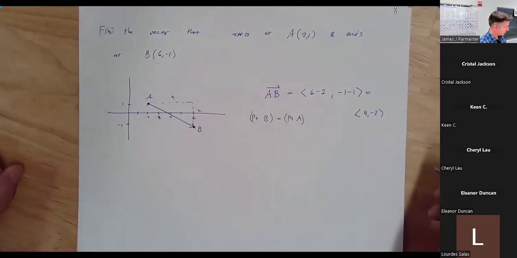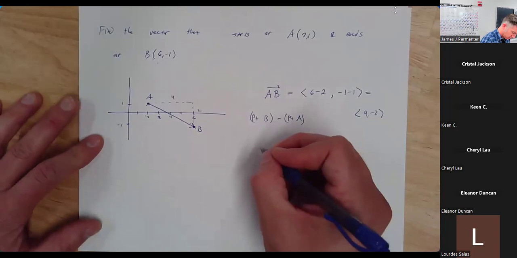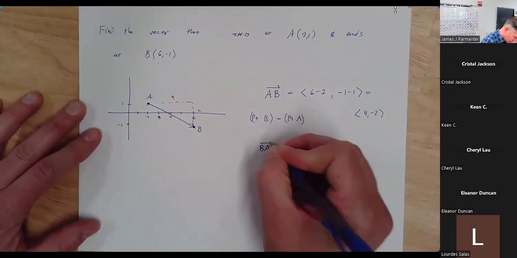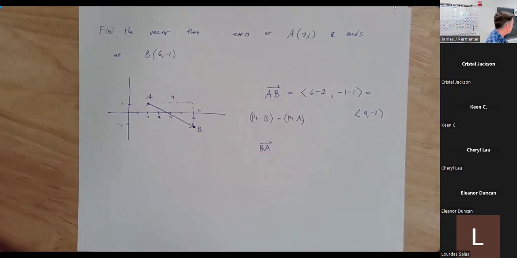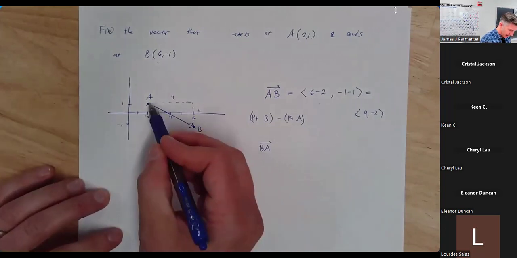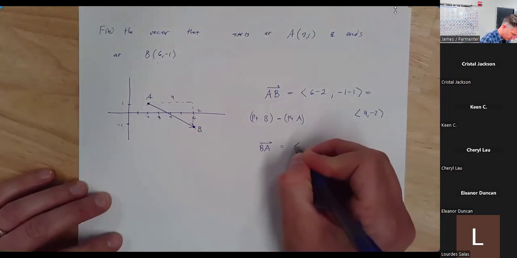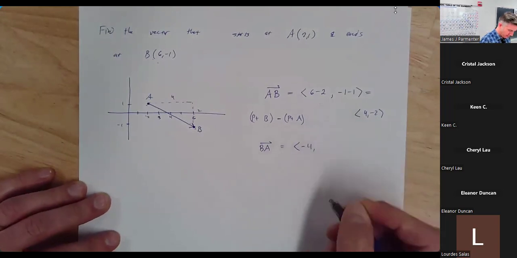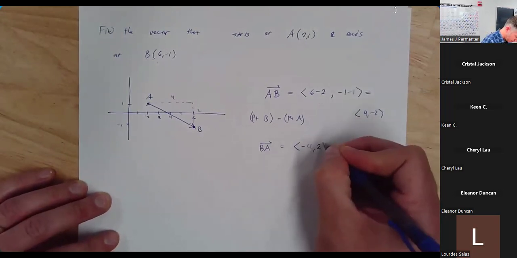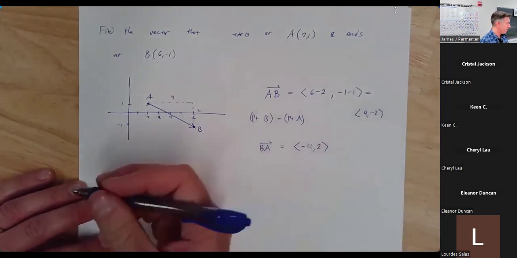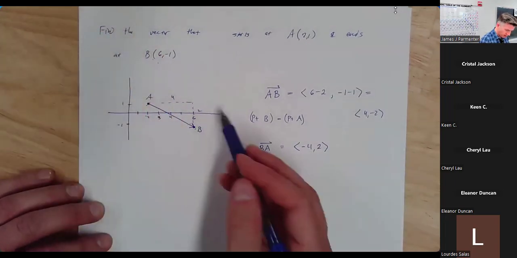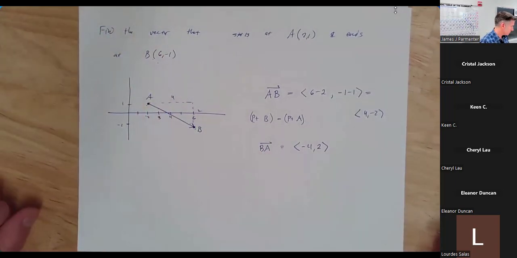If I want to find the vector in the reverse direction, I could do the subtraction in the opposite order, but we know that if you subtract things in the opposite order, you just get the negative values of what you got before. So if I start from B and end at A, my horizontal component is going to be negative 4, and my vertical component is going to be positive 2. I've gone 4 left and up 2 instead of going 4 right and down 2.